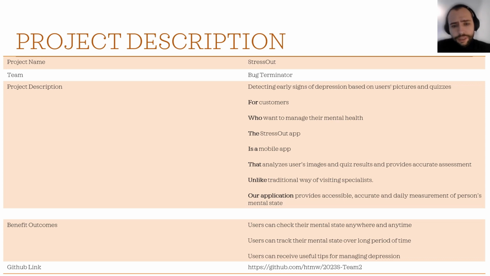So, StressOut is an application detecting early signs of depression based on users' pictures and quizzes, for customers who want to manage their mental health. StressOut is a mobile app that analyzes users' images and quiz results and provides an accurate assessment, unlike the traditional way of visiting specialists. So our application provides accessible, accurate, and daily measurement of a person's mental health.